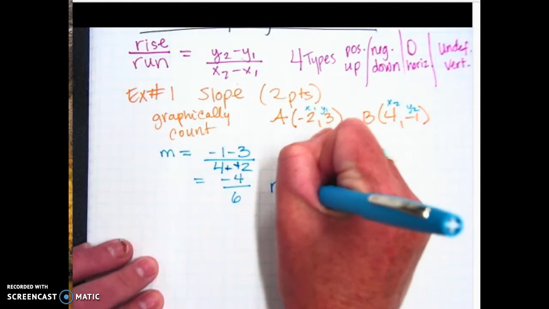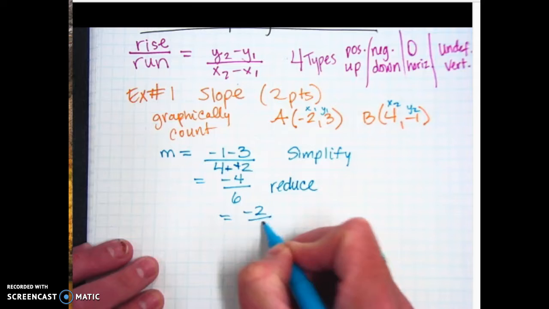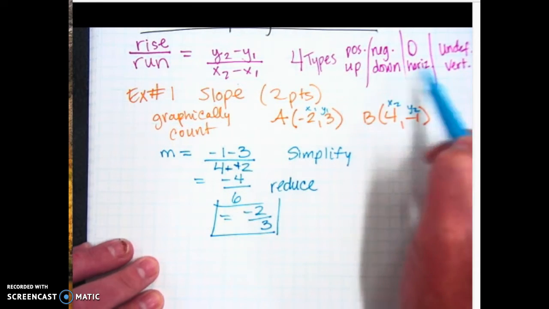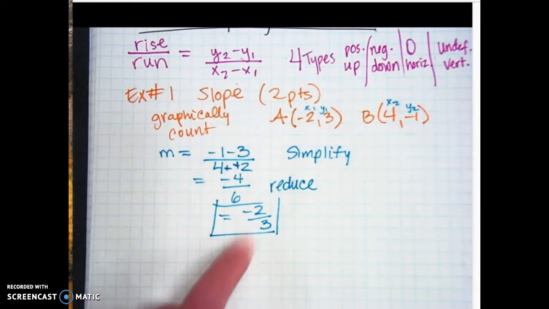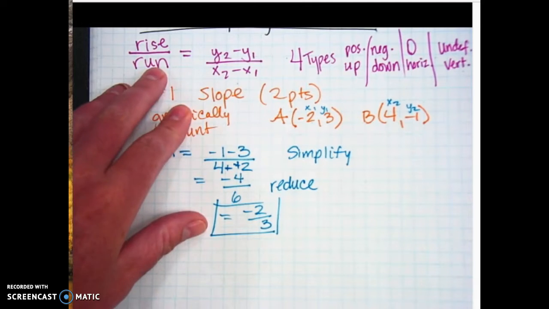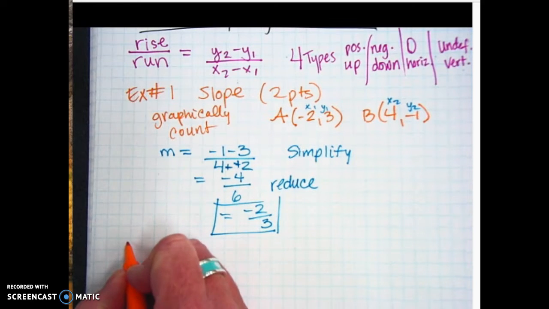And whenever you can reduce your slope, reduce it. So what does this reduce to? Negative 2/3. So is this line going to go up, down, horizontal, or vertically? This one's going to go down because it's negative. Okay? Any questions on example number 1? All right. If you need a few more examples of that, we did some in your flip book from the Algebra 1 review, okay? So there's a couple more in there.